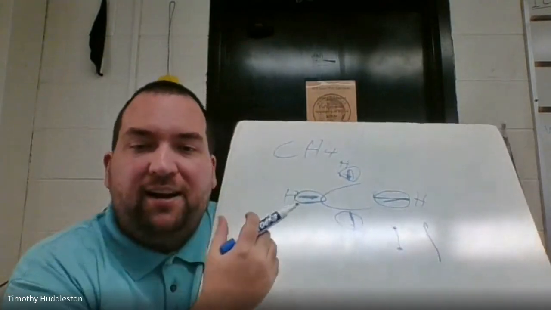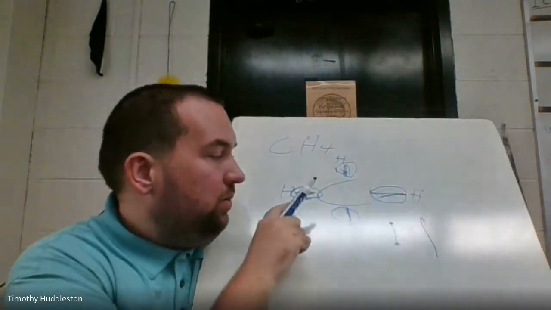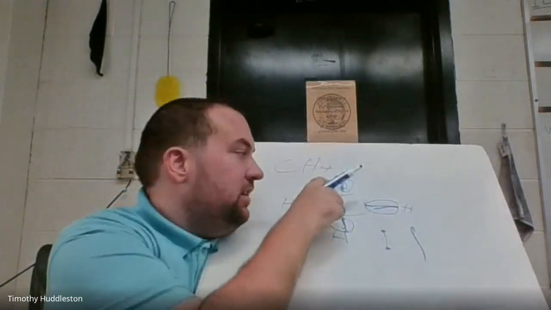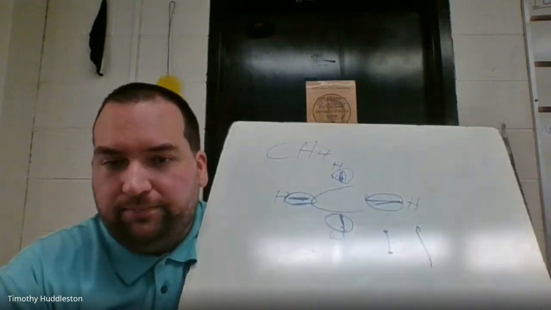And then I want to figure out how many electrons are on C. Well, 2 in this bond. This will be 4. This will be 6. And then that will be 8.